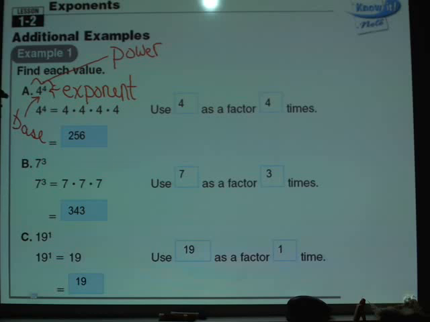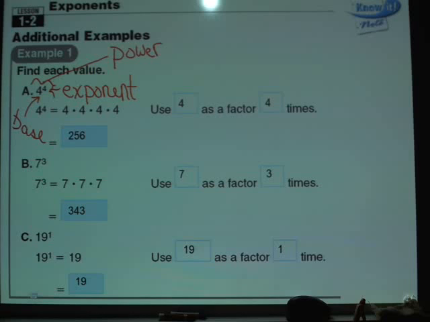So if I go back and look at problem A, even though this one would be very hard to screw up, I'm using 4 as a factor 4 times. In other words, I'm doing 4 times 4 times 4 times 4. It's in there 4 times because the exponent is 4. The number I'm using in the multiplication is 4 because this large number, the base, tells me it is so. So 4 times 4 is 16, times 4 again is 64, times 4 again is 256.